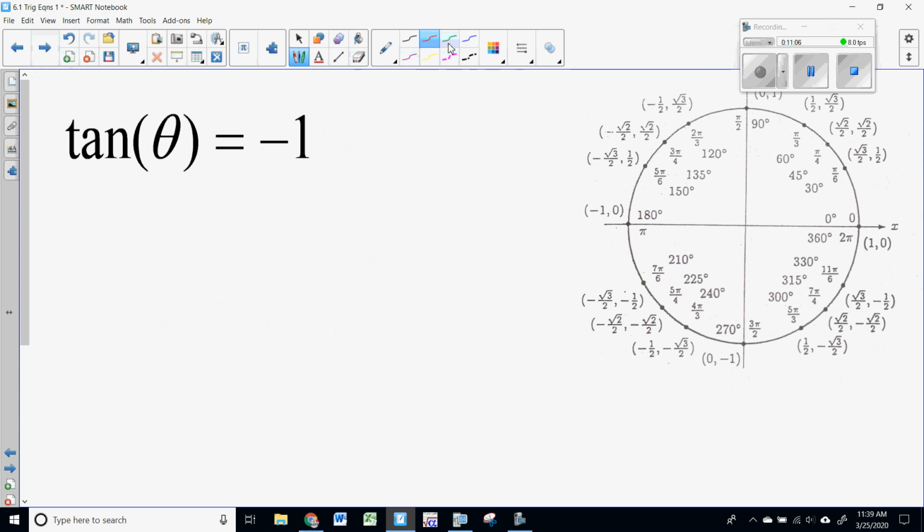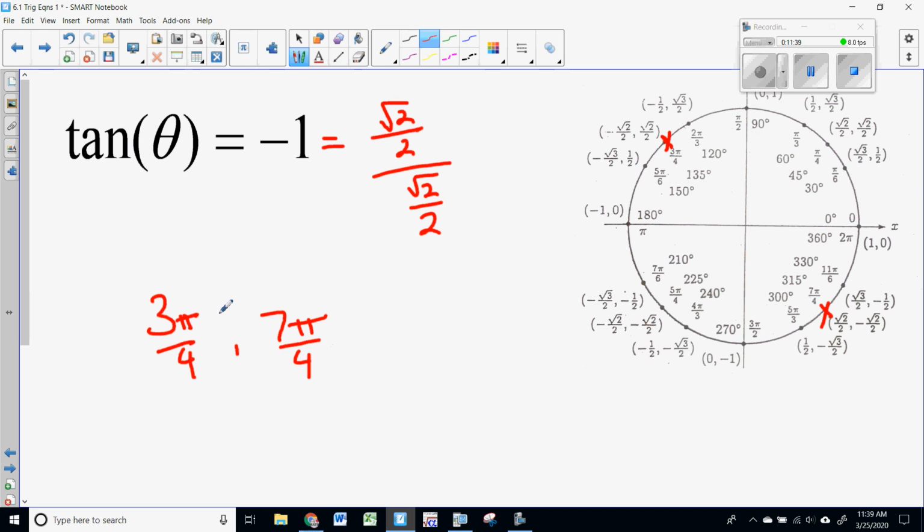If we have tangent is negative 1, that tells us it has to be the 45, 135, 225, 315, where the x and y are the same. If it's negative 1, that tells me my square root of 2 over 2, square root of 2 over 2, and one of these is positive and one's negative, which tells me I'm either in the second quadrant or the fourth quadrant. So that is 3 pi over 4 and 7 pi over 4.